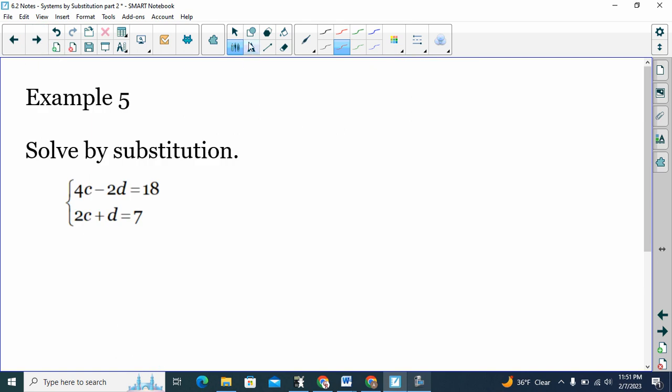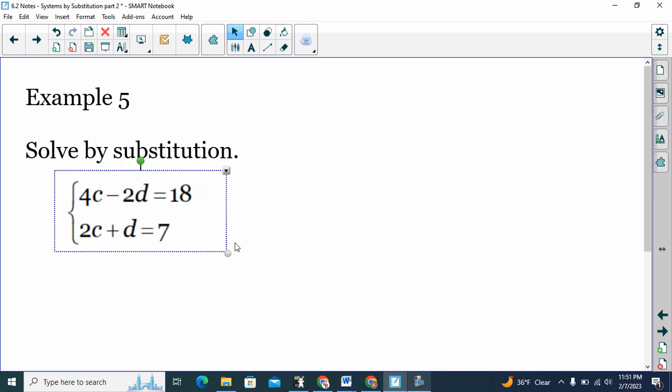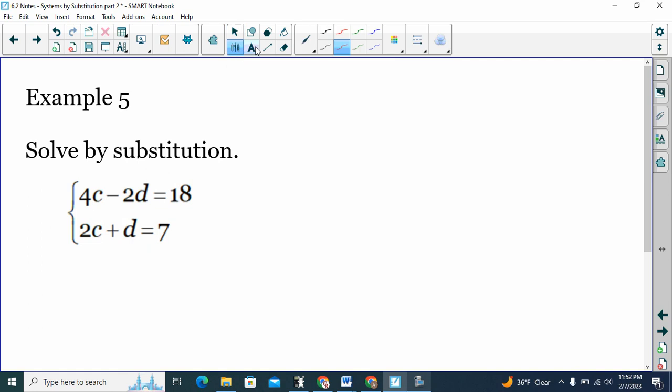Couple more example problems. We are asked to solve by substitution. Notice again, none of the variables are by themselves. None of the equations say c equals anything or d equals anything. So we need to make an equation that says c equals or d equals. To think about which equation we would solve and for which variable, we always want to do the one that has a coefficient of 1.